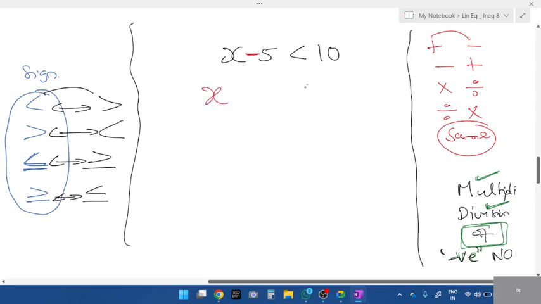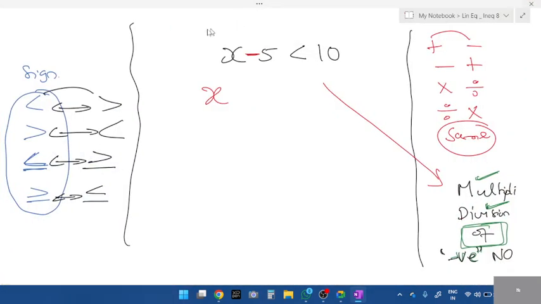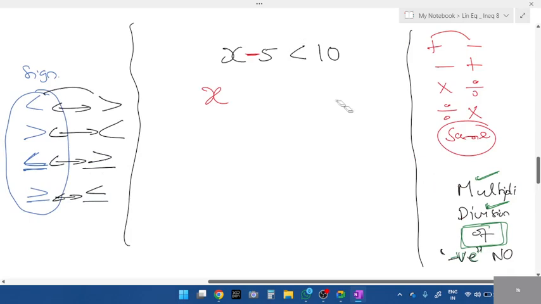Subtraction. So for subtraction, what is the rule I have written? When does the sign change? Only for multiplication and division of negative numbers. But for subtraction, the sign will not change. The meaning of that, this less than sign will remain as it is. Look here, less than sign will remain as it is. Minus goes to the other side, becomes plus.